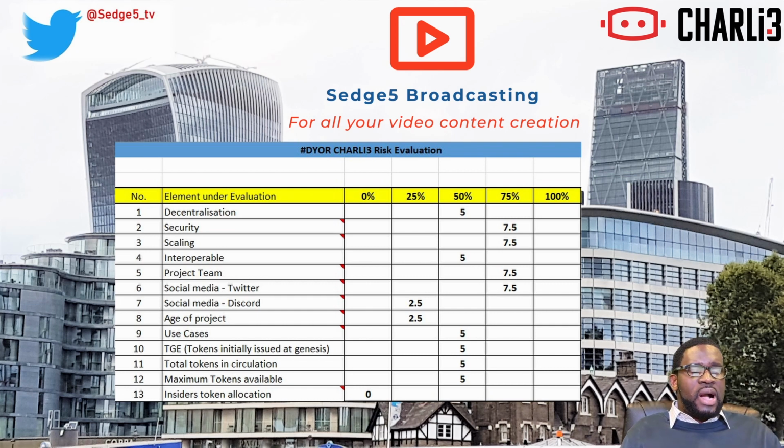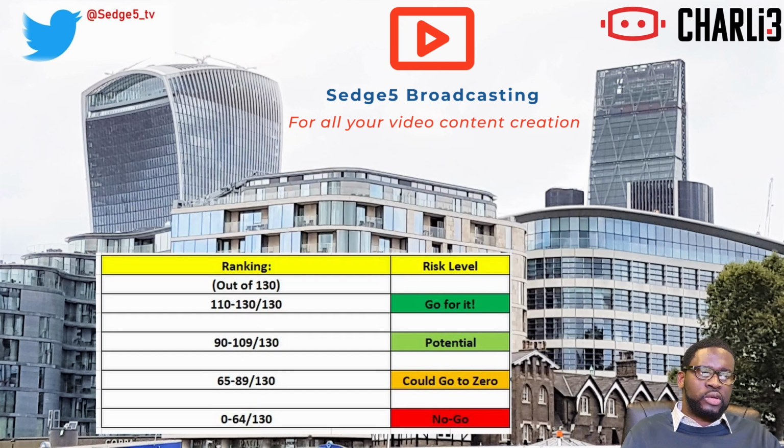Now, as part of the DYOR risk evaluation, once we've allocated scores, we then aggregate the scores, and the aggregated total score is classified under 4 different risk levels or risk categories. And those risk categories are as follows. When a project scores between 0 and 64 out of 130, we call that the no-go category, which means the risk is at the maximum. When a project scores from 65 to 89 out of 130, we call that the could-go-to-0 category, which means the risk is less than the highest, but there is still inherent risk within that project.